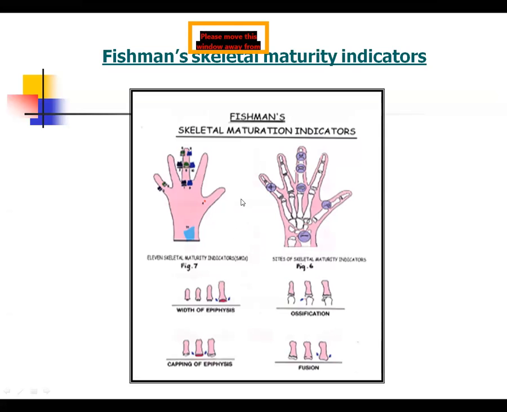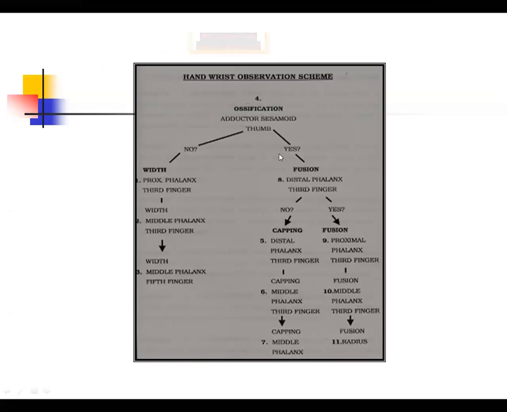To summarize the whole classification, the first part is 3 stages. If the abductor sesamoid is not present, which is stage 4, then the patient can be in stage 1, 2, or 3. Stage 1 is proximal phalanx of third finger epiphysis equal to diaphysis. Stage 2 is middle phalanx of third finger, epiphysis equal to diaphysis. And third stage can be middle phalanx of fifth finger, the width is equal.